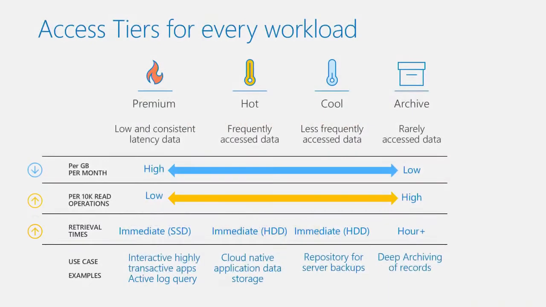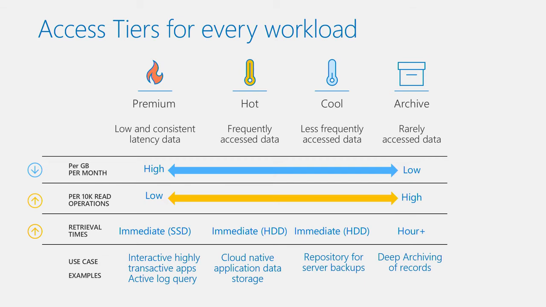So I talked a little bit about the tiers, and I just want to go into a little bit more depth on that. Premium tier was a new tier that we launched last year. This provides extreme low latency by using SSDs to store your data. So this is really good for high transaction workloads or applications that are really latency sensitive. And then hot and cool tiers are stored on HDDs. These still provide immediate access with millisecond latency.